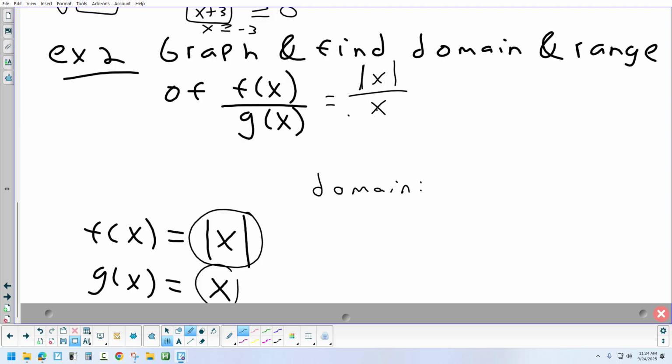Or an even simpler way is to say, yeah? Is it infinite? Yeah, there are infinitely many answers in the domain. But you can't pick any number you want. There is something you can't use. Yeah? You can't use 0, right? Right. So you could say the domain is all reals except 0. You can write it like that.